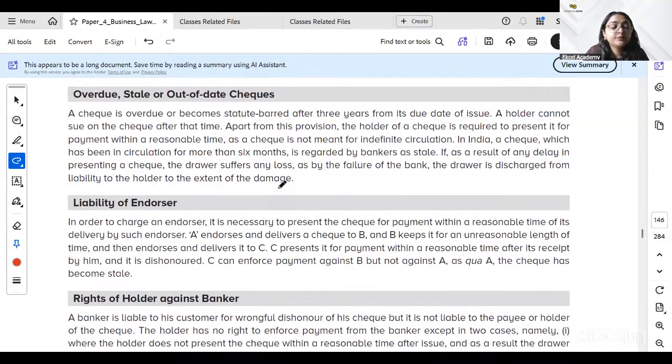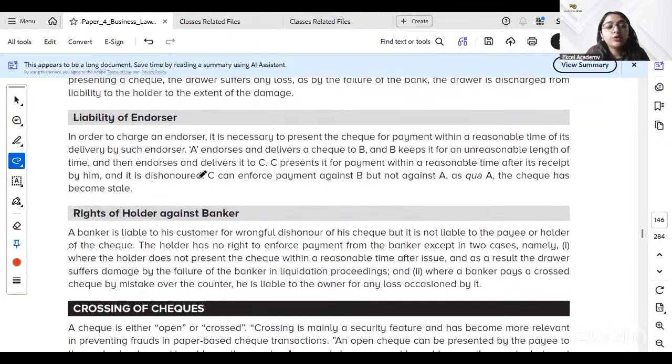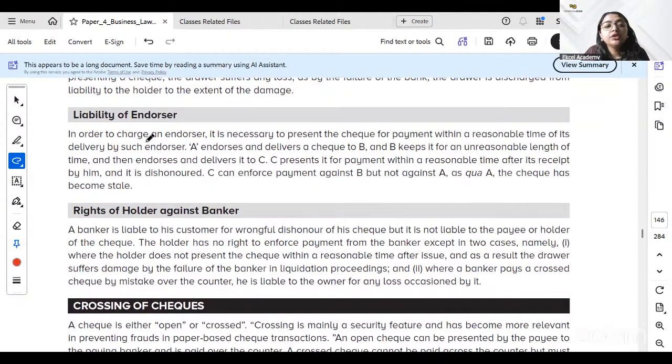Then you have the concept of an overdue, stale, or out of date check. It becomes statute barred after a period of 3 years, and it becomes stale after a period of 6 months. Liability of endorser: in order to charge an endorser, it is necessary to present the check for payment within a reasonable time. Let's say A endorses and delivers a check to B, and B keeps it for an unreasonable amount of time and delivers it to C. Who will be liable to C? B will be liable. Do you think A will be liable to C? No.